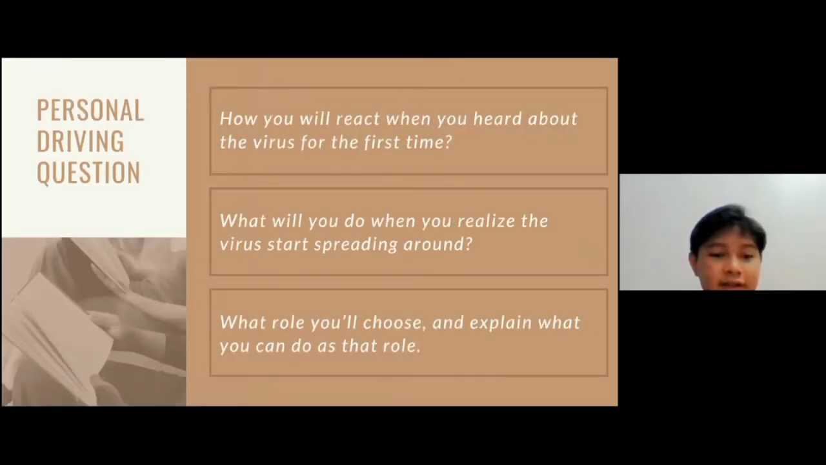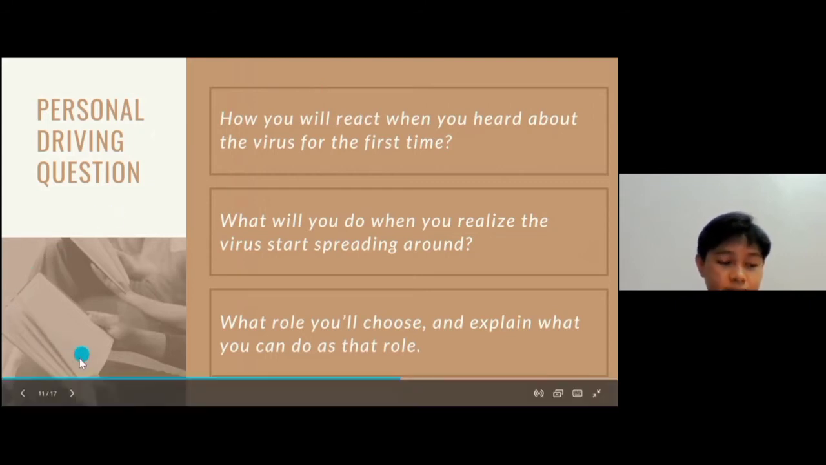Okay, now let's move to the personal driving questions. The first question is, how will you react when you hear about the virus for the first time? The second question is, what will you do when you realize the virus is spreading around? The last question is, what role will you choose and explain what you can do in that role.